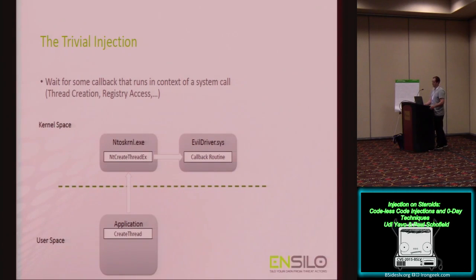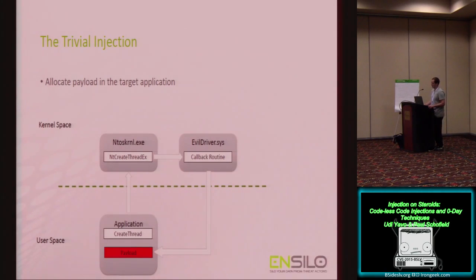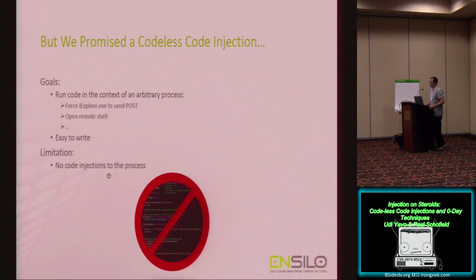So in order to make trivial injection with trap frames, all we need to do is wait on some callback routine. It could be thread creation, registry access, file access, whatever. Once the callback is triggered, allocate some payload into the target application and alter the instruction pointer that was saved in the trap frame. When the kernel goes back to user mode, the payload will run and restore normal execution when it's done.